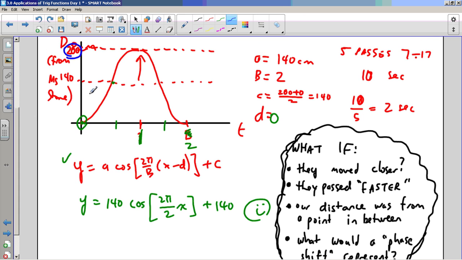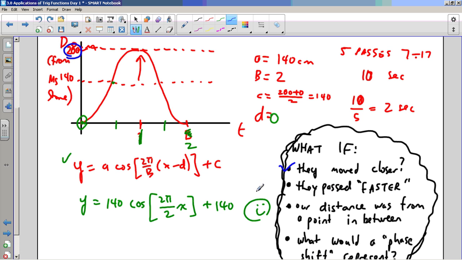Well, the graph, if they move closer, this maximum would change. If they move closer, it would go down, right? Maybe that would change to 200 centimeters rather than 280. And so that would squish everything else down, right? This would change from 200, this would be 100, and then both the vertical displacement and the amplitude would change. If they moved closer, quite a few things would change. And in fact, probably the period would change because if they're closer together, the ball would go back and forth quicker.